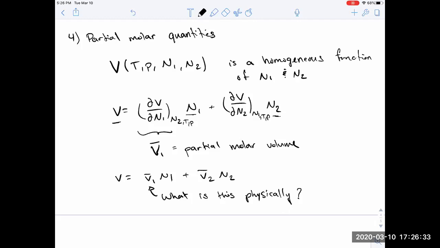So partial molar quantities are a little subtle. Partial molar volumes, in fact, don't even have to be positive. There's no reason, for example, that if I add some amount of N1 to a volume, that the volume of the system doesn't decrease. Right? So those are the sorts of things we'll explore a little bit more on Friday.